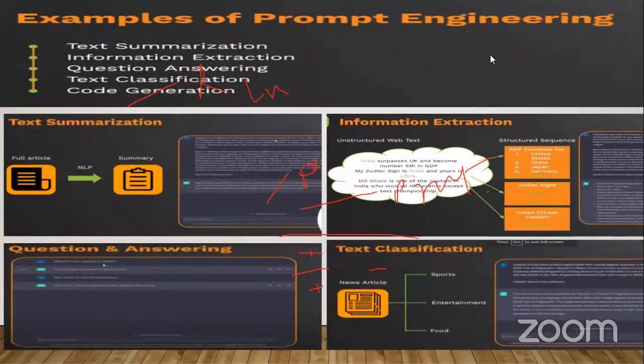And why is prompting important? Because of the prompts only, it is able to give us the desired results. Again, I have collated some of the categories for the prompt and what it's trying to do. Examples of prompt engineering could be text summarization, information extraction, question answering, text classification, or code generation. Even for code generation, right?